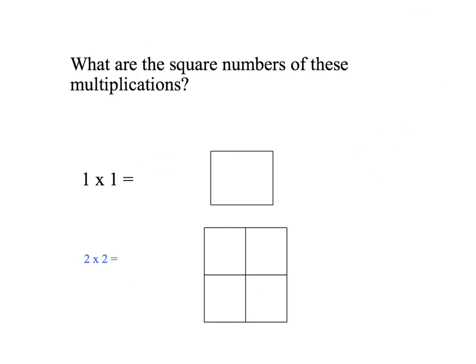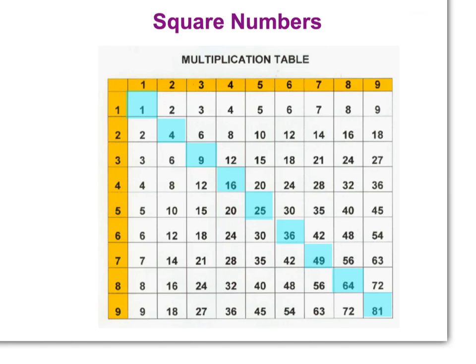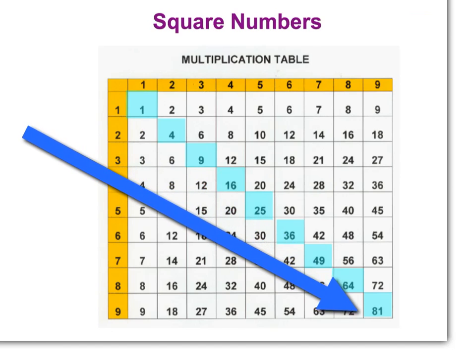So I want you to try and work out the square numbers of these ones. Well, I've already basically told you the answers for these ones. So 1 times 1 is 1, 2 times 2 is 4, and you can see by the number of squares there, 3 times 3, so we've got 9. 4 times 4 is 16. And we could keep going. You can see on this multiplication table that the ones highlighted in blue are all the square numbers.